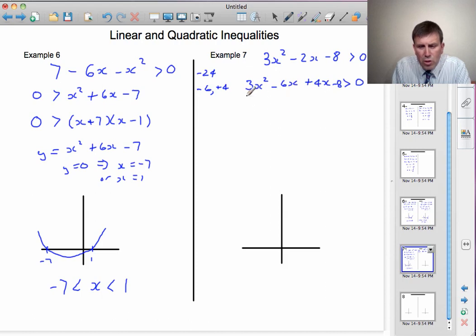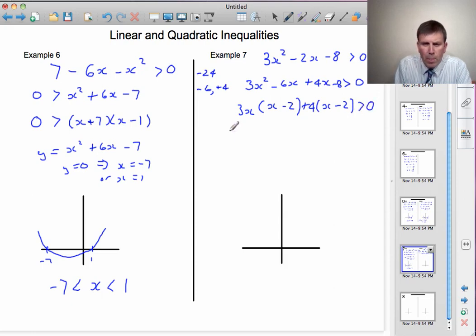So factorize the first two terms and we get 3x times x minus 2. And the x minus 2 should also be a factor of these last two terms if this quadratic factorizes. So what do I need to multiply x minus 2 by to get plus 4x minus 8? Answer, plus 4. There's the plus 4x, there's the minus 8. And that's greater than 0. Now then, how many x minus 2's do we have? We have 3x plus 4 of them. And that completes the factorization of the left-hand side.